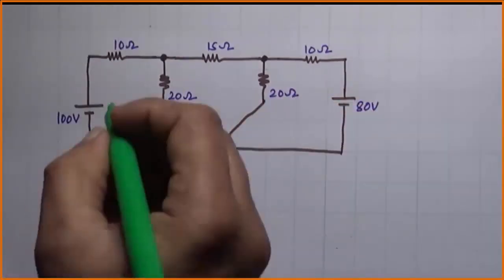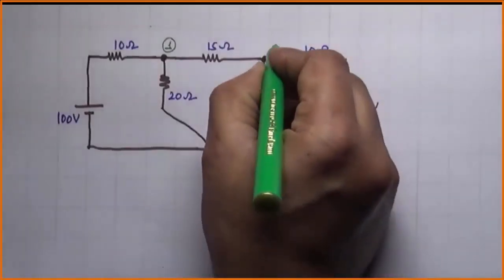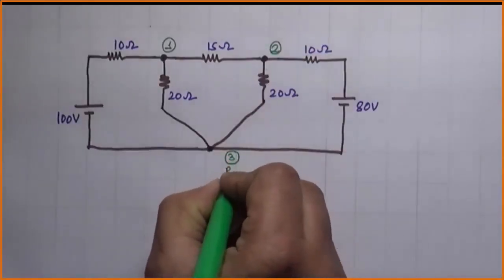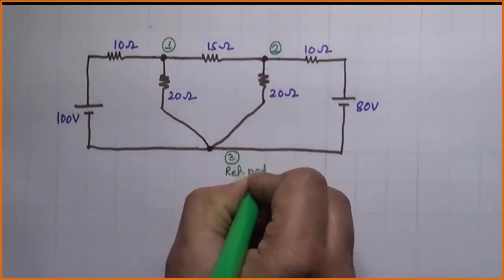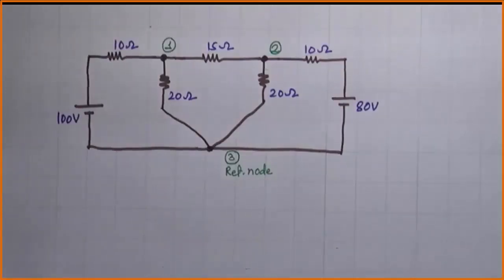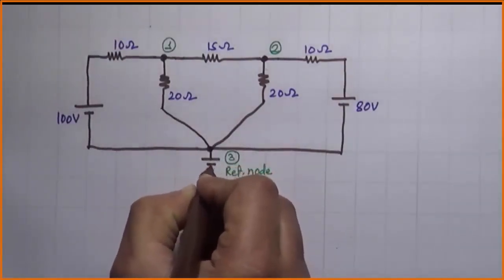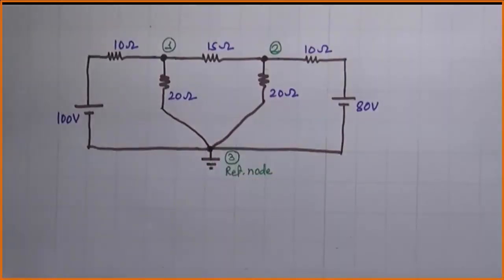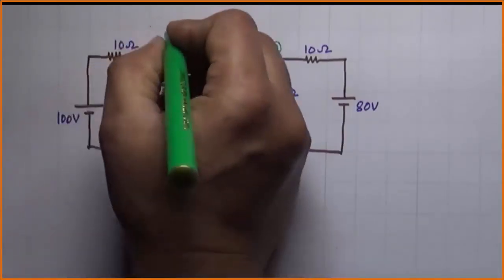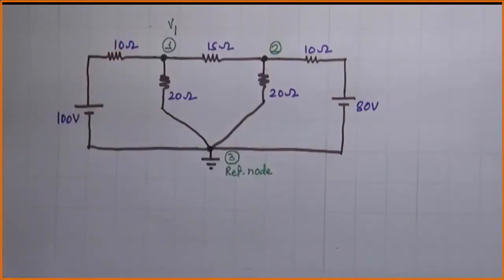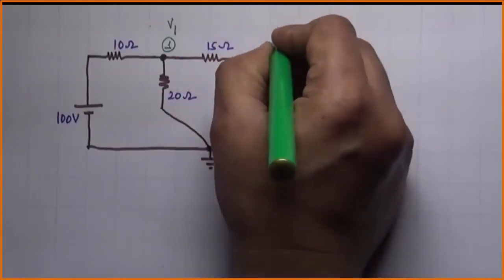Now let us mark the node number 1. Node number 3 is considered as reference node. Generally, reference node is connected to ground to indicate as common node. Let V1 be the unknown potential or voltage at node 1 and V2 will be unknown potential or voltage at node 2.